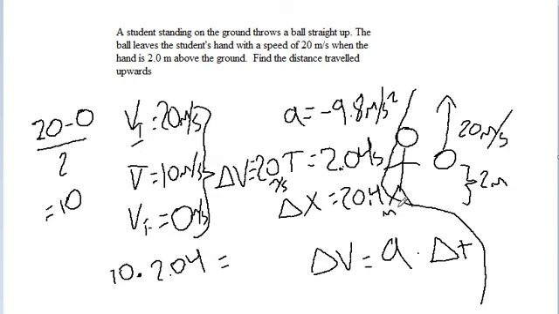meters. Now, our problem asks for us to give it in two significant figures as 2.0, so we will leave our answer as change in x equals 20 meters. And that is our distance traveled upwards.